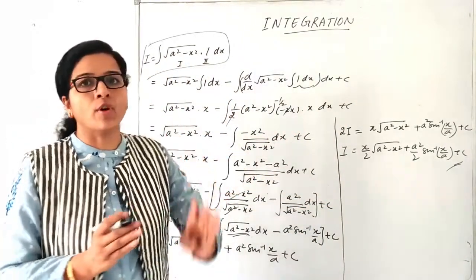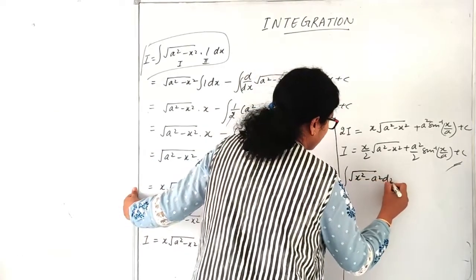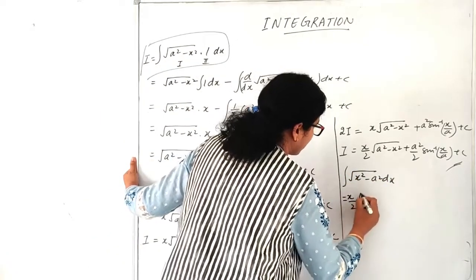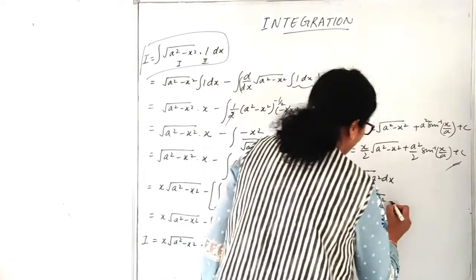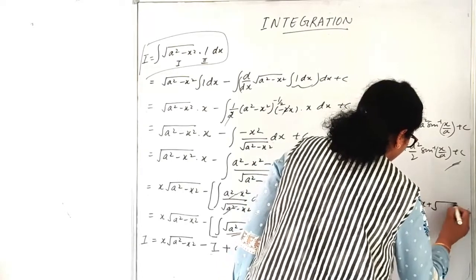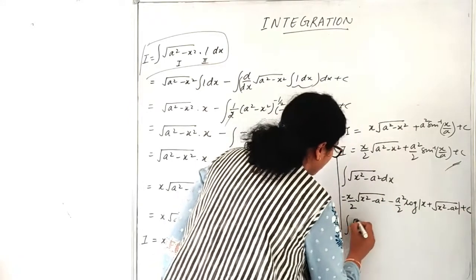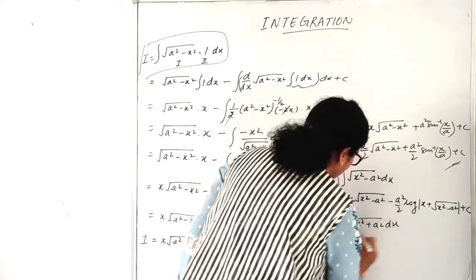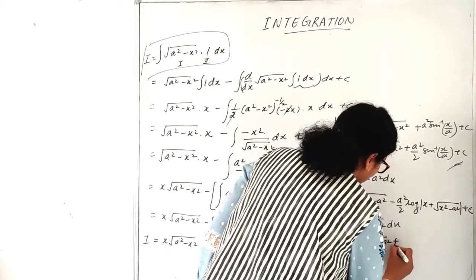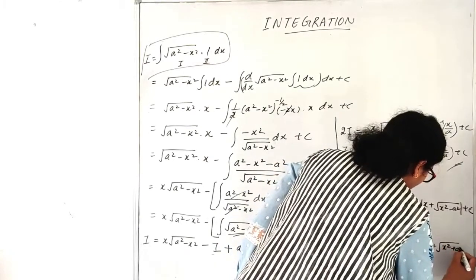Similarly, we can find the formula for integration of root x square minus a square dx. So what will be the formula for this integrand? It will be x by 2 root x square minus a square, minus a square by 2 log of x plus root x square minus a square, plus c. Had it been the formula for root x square plus a square dx, it will be equal to x by 2 root x square plus a square, plus a square by 2 log of x plus root x square plus a square, plus c.